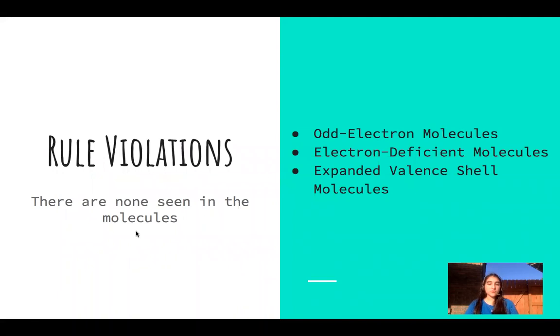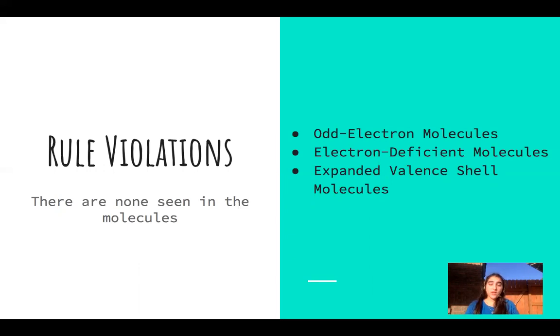So now moving on to rule violations. The 3 types of rule violations are, first, odd electron molecules, and that is when there is an odd number of valence electrons within the atoms of the molecules, and that violates the octet rule.